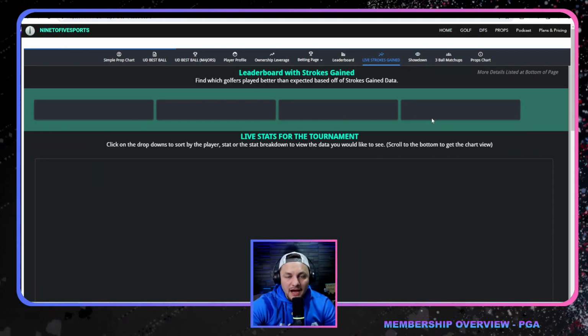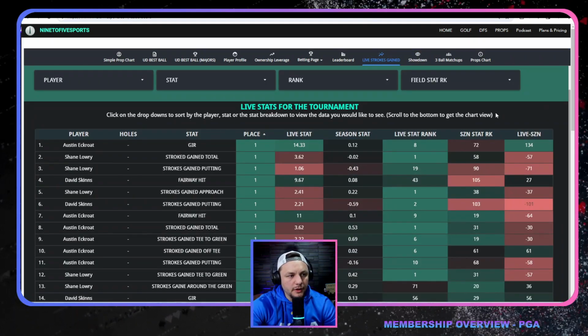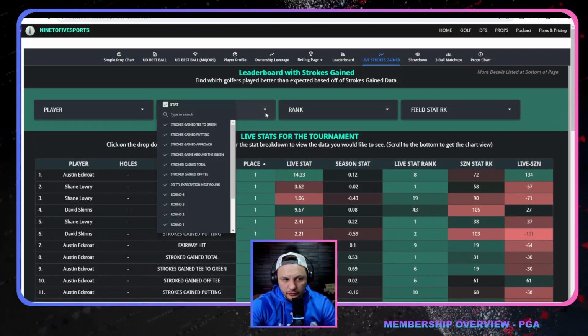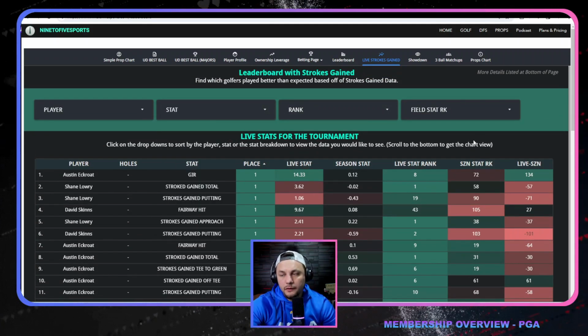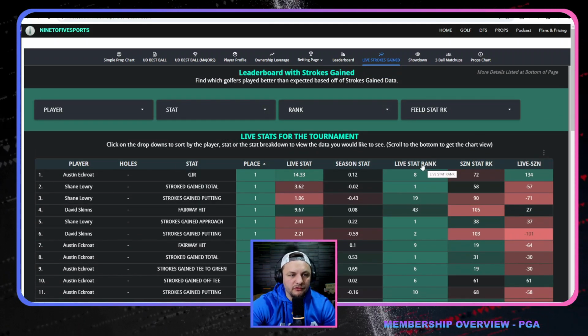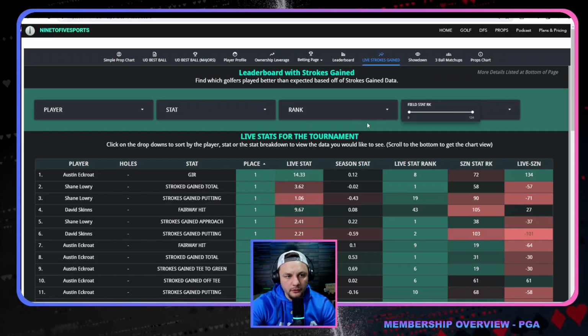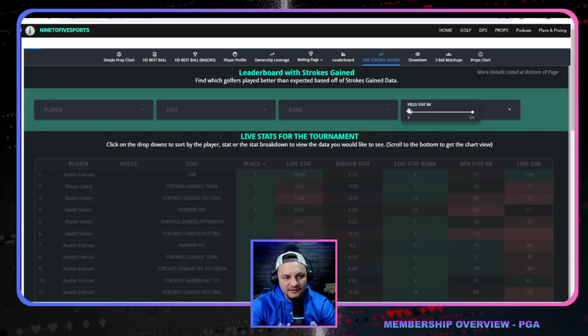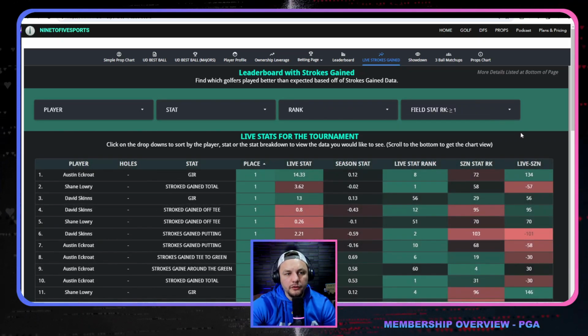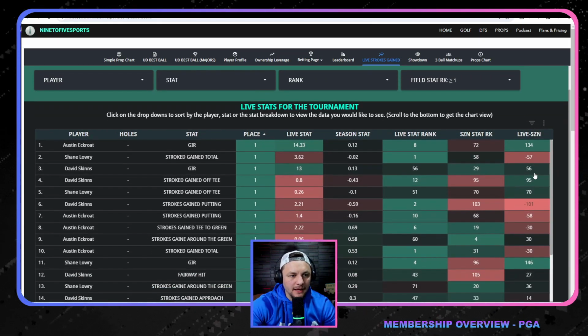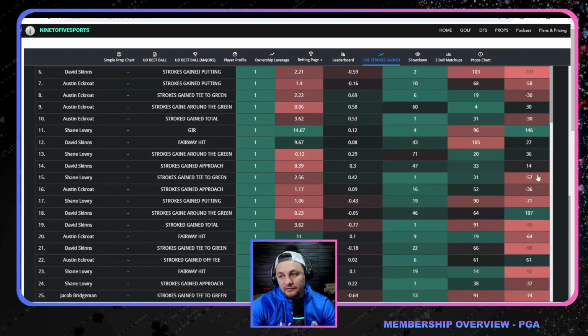You can also look at live strokes gained. Let's get into that. So here we go. A lot of people just like to look at strokes gained putting, but I do want to call out the field stat rank, which is also going to be their live stat rank. So the live stats are going to be how they're playing for that tournament, which is also the field stat rank. So what you want to do instantly is set this to 1, as that's going to pull in all the golfers that have data points on the season, and we're not going to be filtering golfers that have 0.